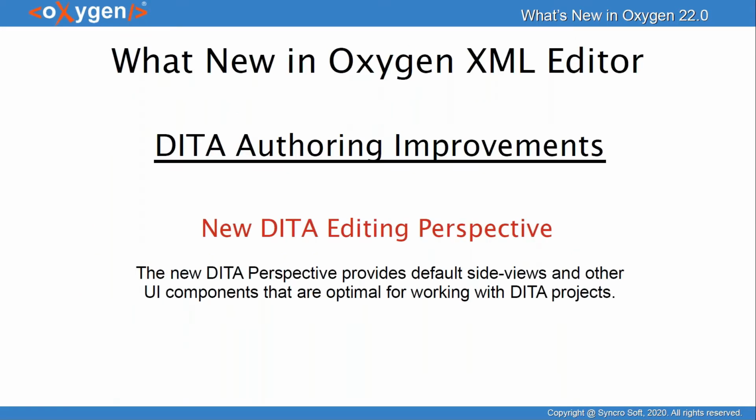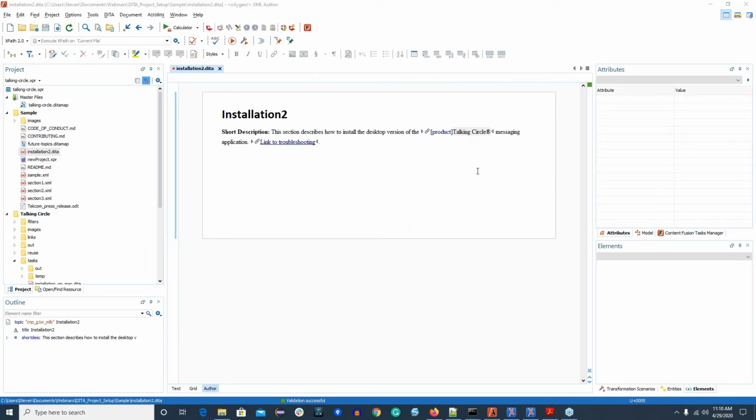With DITA authoring improvements. So first, a new DITA perspective is now available, and basically it arranges the interface to display certain views and other components that are optimal for working with DITA projects. This feature is probably most helpful for those who are new to Oxygen, because most of us have probably already arranged the workspace to be exactly how we want it. So basically the new DITA perspective.